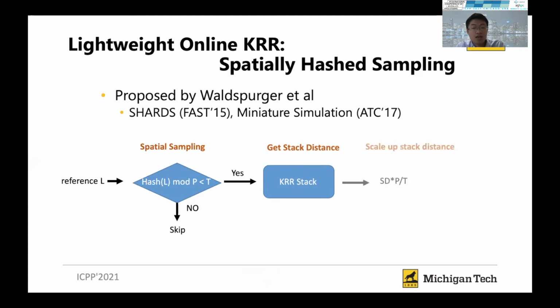The KRR stack returns the corresponding stack distance. And then lastly, we simply scale up the stack distance by the expected proportion. Since the references are spatially filtered, this essentially scales down the original KRR stack, which significantly reduces the KRR stack's space overhead. This method has been tested in several other works. They all show that even under a very small sampling rate of 1/1000 or even tens of thousands, the scaled down version of the workload can still very accurately approximate the original workload.